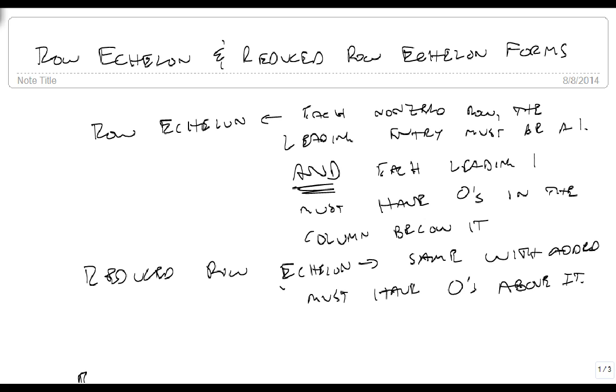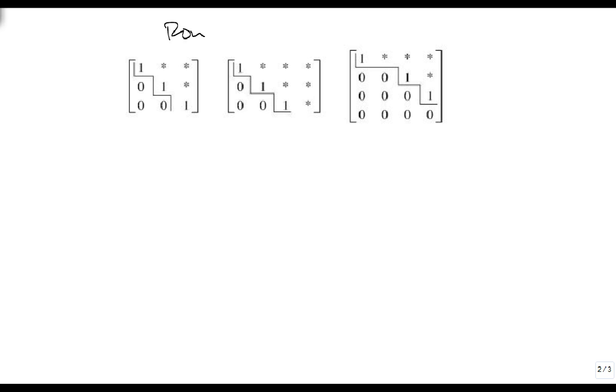So here is our row echelon form. This is how we can recognize row echelon form. Notice that in this case we have a leading 1 and zeros below it, a leading 1 and zeros below it, and a leading 1. So this is in row echelon form. We don't care what these entries are, as long as we have 1s in each of the leading spots, then we're fine.